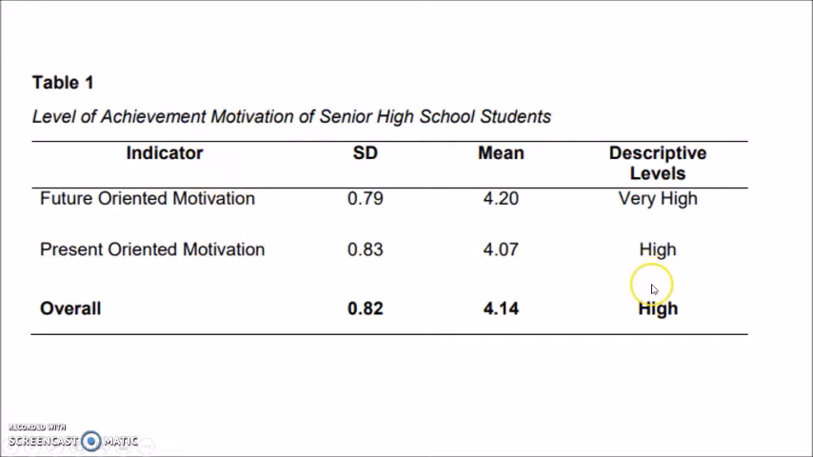This is an example of how Table 1 looks like. Here is the name, Table 1, which is in bold. And then below it is the title of the table: level of your first variable, in this case, achievement motivation among senior high school students. The table format has only three lines: the first one here, then the second, and then the last horizontal line.